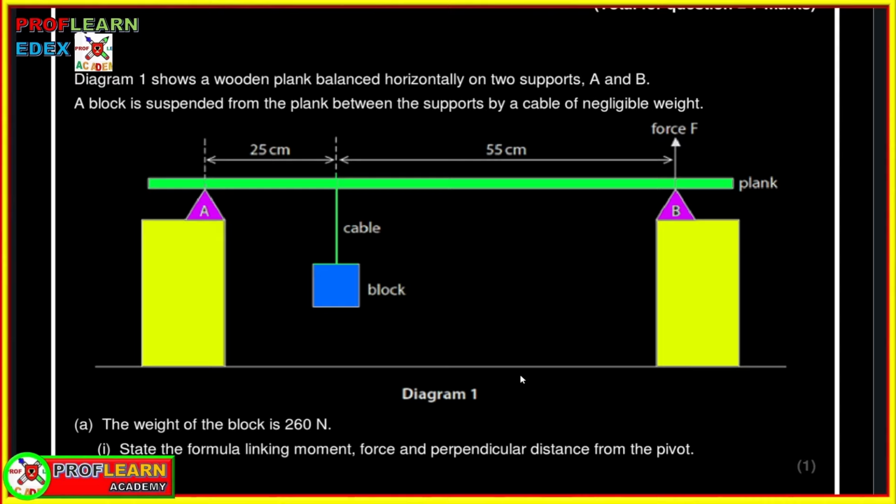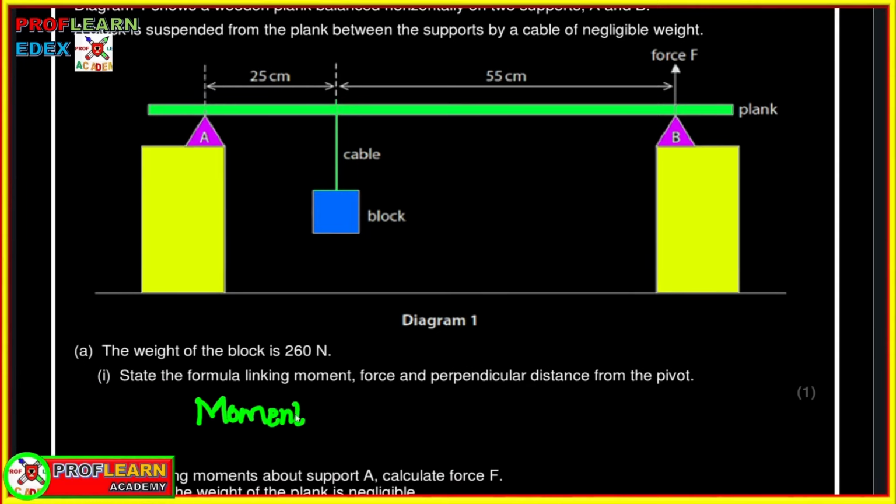A block is suspended from the plank between the supports by a cable of negligible weight, meaning that the cable has very little weight, which can be neglected or cannot be considered in this case. Now, the weight of the block is 260 Newton. We're supposed to state the formula linking moment, force, and perpendicular distance from the pivot, and in that case we are going to say that moment equals force times perpendicular distance from the pivot.